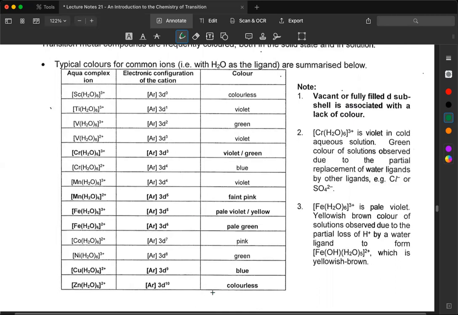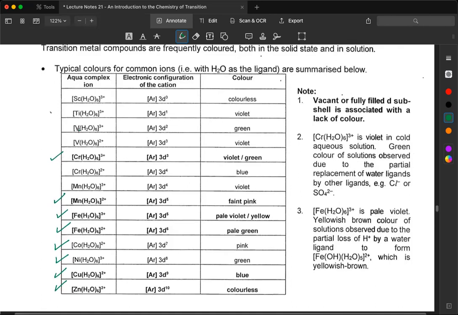Maybe good to take note of, let me highlight all this first. Cobalt and nickel are good to know as well. These are the period 3 ions. Note that a vacant or fully filled d subshell is associated with a lack of color. So if the d subshell is vacant or fully filled, no color.